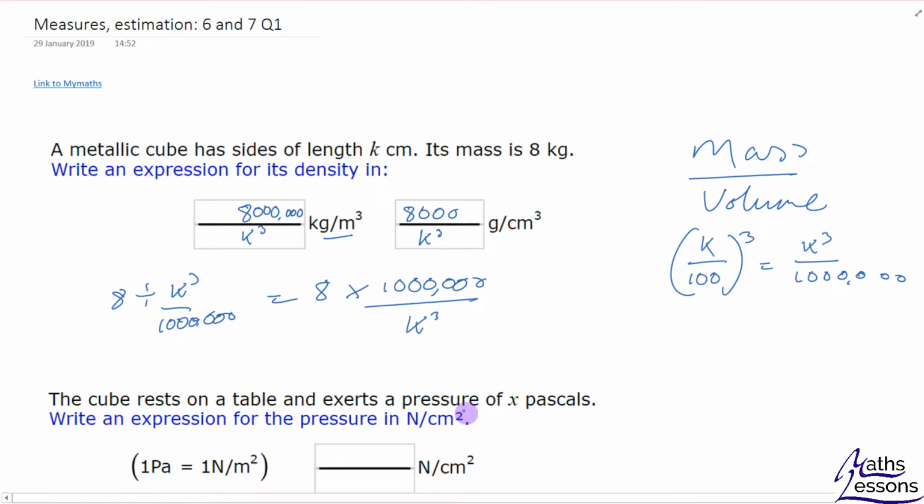It's a similar thing with the units. Notice 1 Pascal is 1 Newton per meter squared, and we're looking at newtons per centimeter squared. So if we've got 8x pascals in newtons per meter squared, and we're dividing by centimeter squared, we're going to be dividing by an area that's 100 times 100. You convert from centimeters to meters, so we get x over 10,000, 10,000 being 100 times 100.